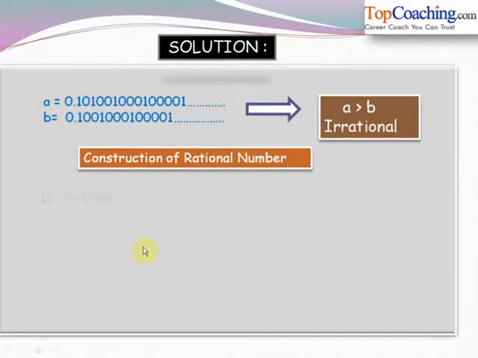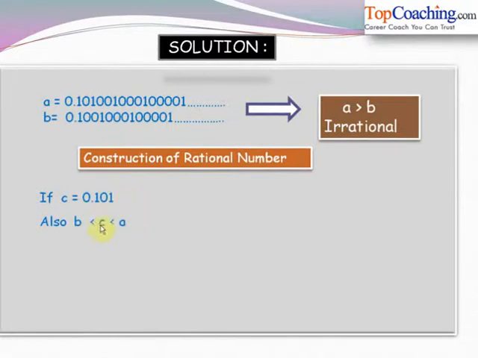Now, if we consider a number C equal to 0.101, C is clearly less than A but greater than B. Why? Because up to 3 places of decimal it is the same as A, but it terminates. So of course A would be greater than C, and because the third place of C is 1 and the third place of B is 0, C is greater than B. Therefore, we get B is greater than C, which is less than A.